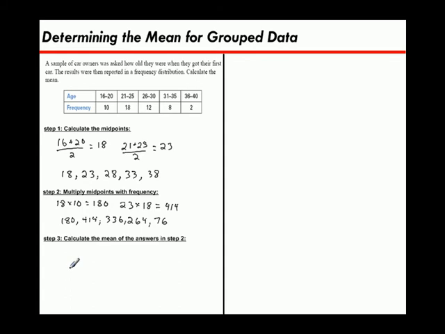Finally, in this last step, we get to calculating the mean, but we do things a little bit differently because we're working with grouped data. We start off the same way. What we actually do is take the answers that we found in step 2 and just add them together, just like you would do for the normal mean calculations that we might have seen earlier. So I'm going to add them all up.